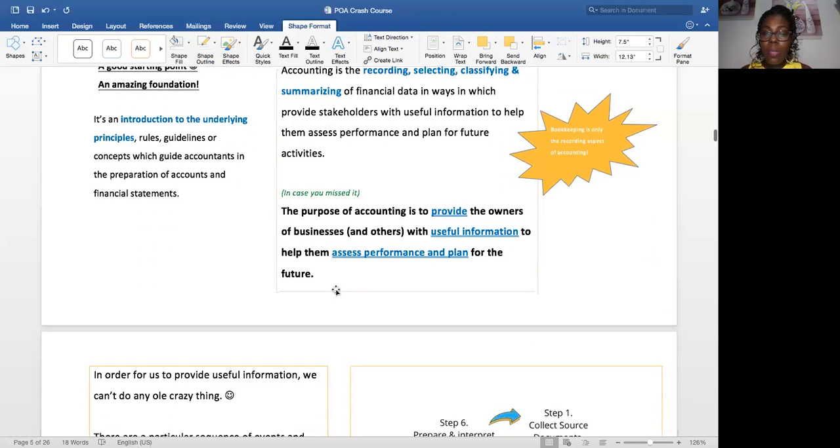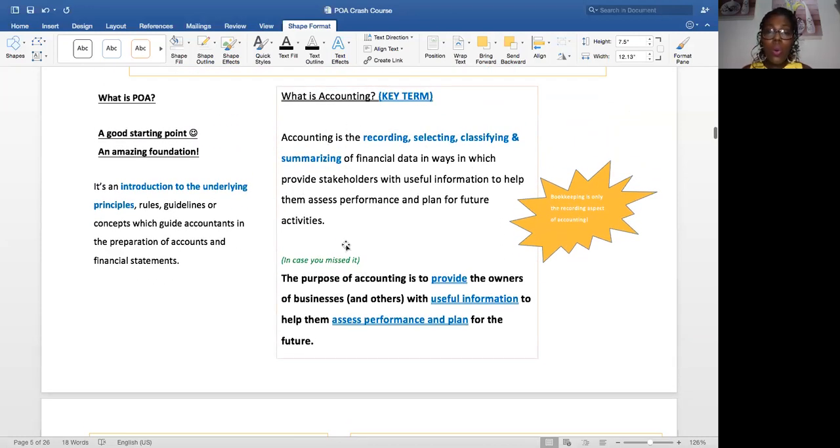And just in case you miss what the purpose of accounting is in this whole long definition, let me point out to you what the purpose is. The purpose of accounting is to provide the owners of businesses and others. So before I said stakeholders, and now I'm saying the owners of businesses and others, because they are the stakeholders, if you didn't know what a stakeholder is, right? So it's to provide stakeholders with useful information to help them assess performance and plan for the future. This is the purpose below here. Look for my cursor moving, and to the top is a compilation of the definition and the purpose in one.